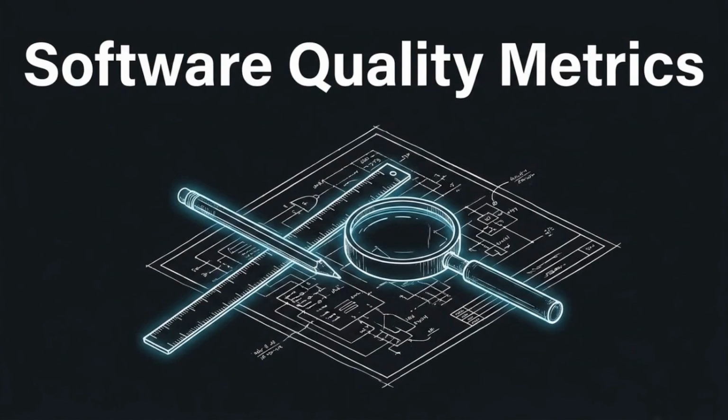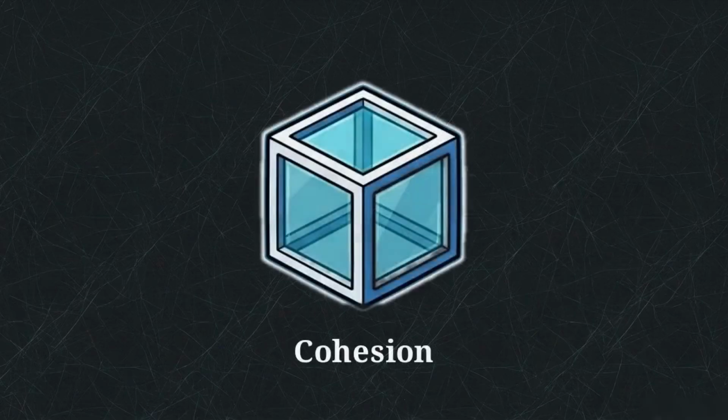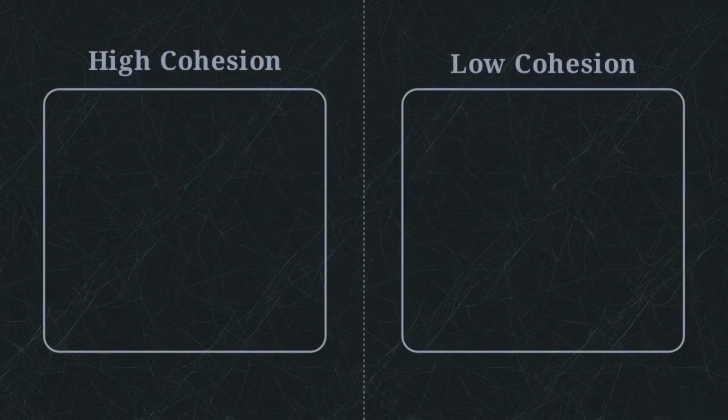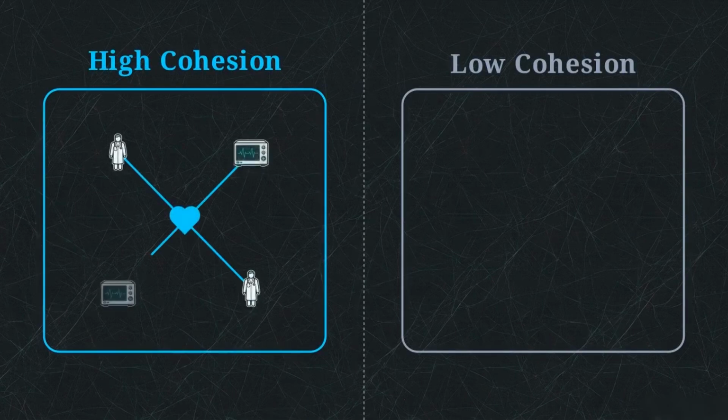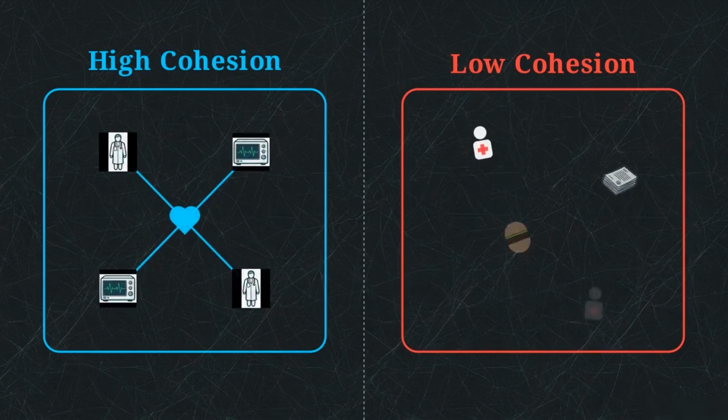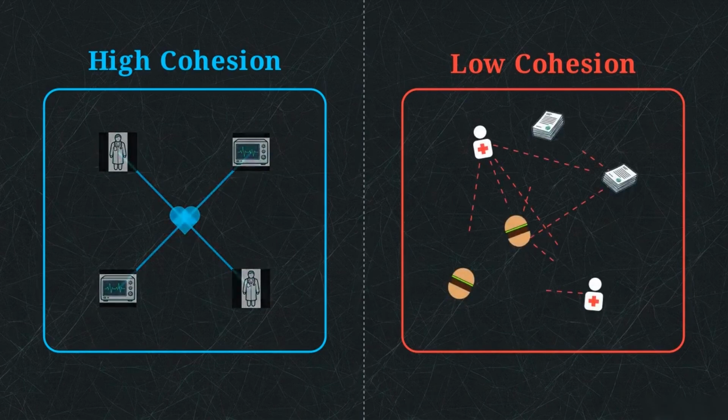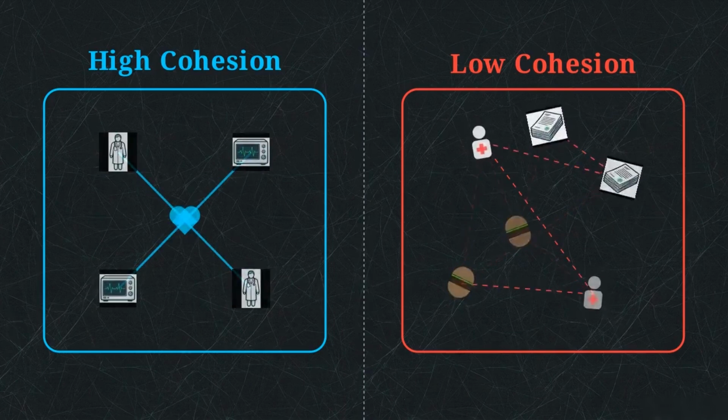The first is cohesion. Cohesion measures the internal strength of a module by looking at how closely related the tasks are within that single component. Think of a hospital department. A highly cohesive heart department contains only cardiologists, nurses, and ECG machines. Everyone has one shared purpose. In contrast, a department that mixes heart patients, billing desks, and food delivery services has low cohesion. It is disorganized and difficult to manage.